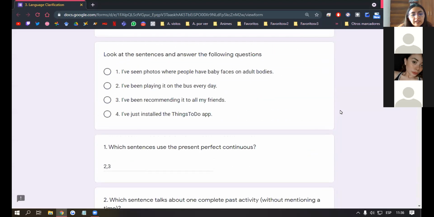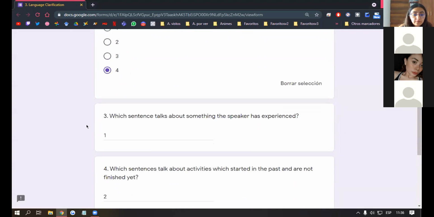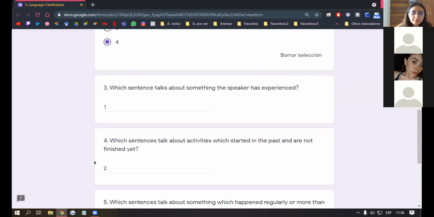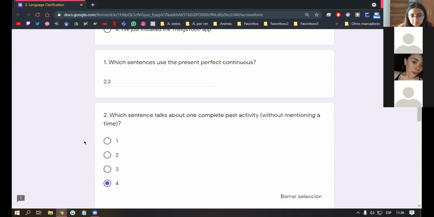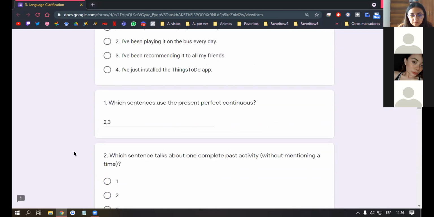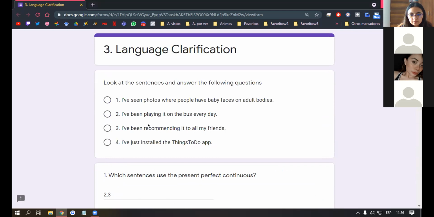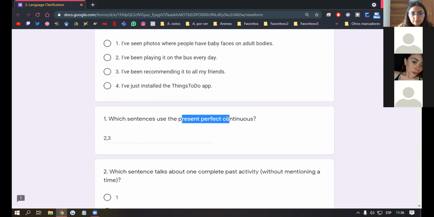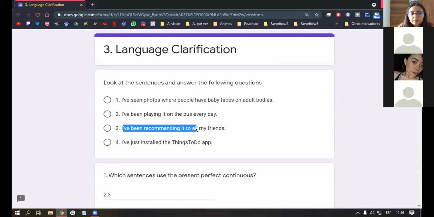Ojo, pongan mucha atención que en algunas tienen which sentences. Right. Por ahí en una que otra tienen which sentence, solo una. Entonces la 4 son dos más respuestas, más oraciones. La 4 dice que empezaron en el pasado, pero que aún no están terminadas. La 2 puede ser, teacher, porque es algo que se hace todos los días. Ajá. Y según la regla esta del present perfect continuous, pues sería la 3. Claro, serían las dos que van a la par en el mismo tiempo, no continuo.